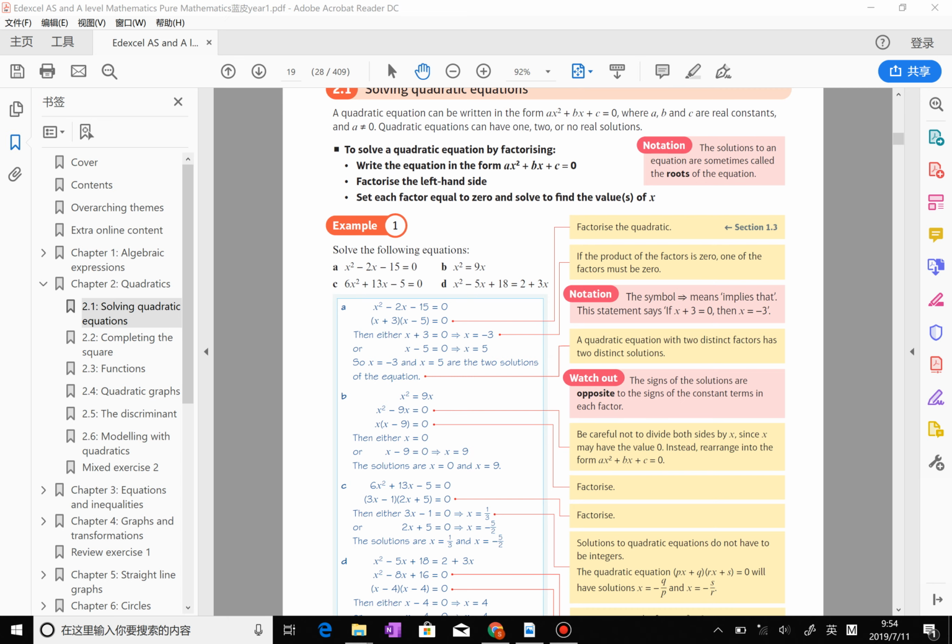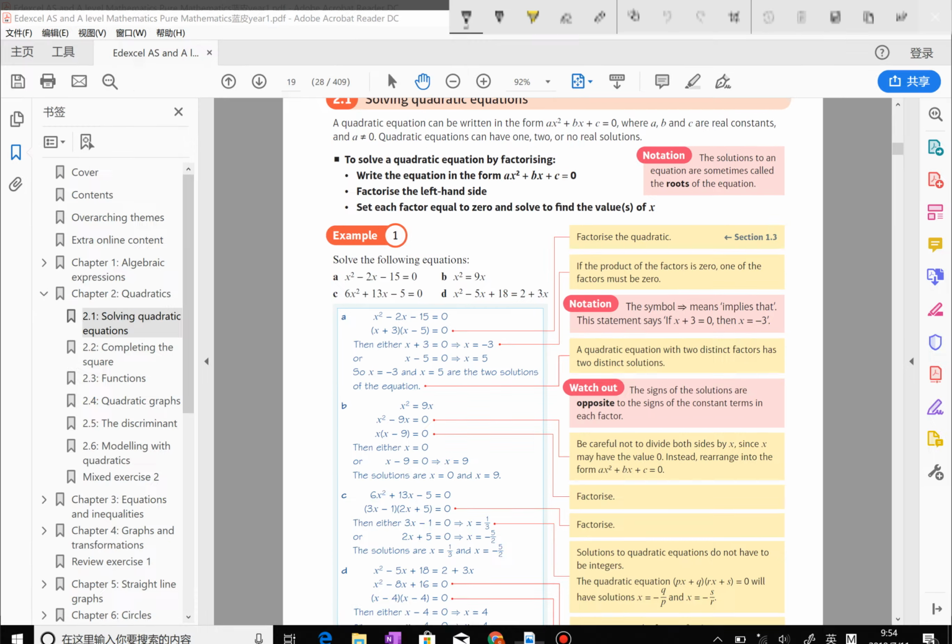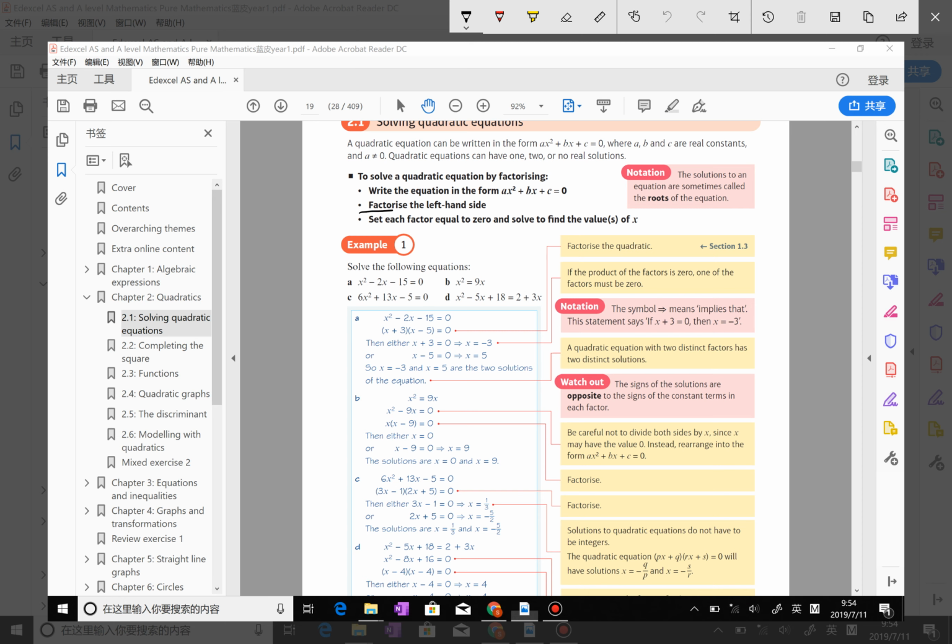There are two steps. First, factorize the left-hand side, then set each factor equal to 0 and find the values of x. What does that mean? Let's take an example. Example 1, part A: x squared minus 2x minus 15 equals 0. How do we solve this?